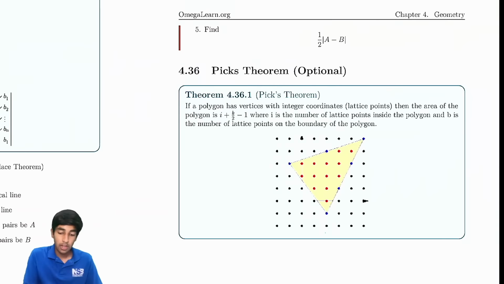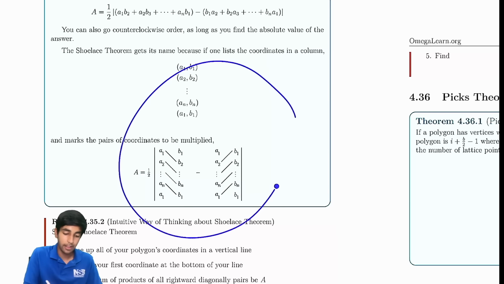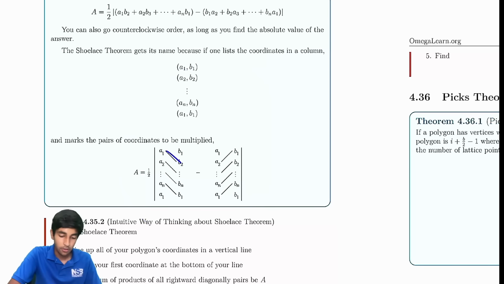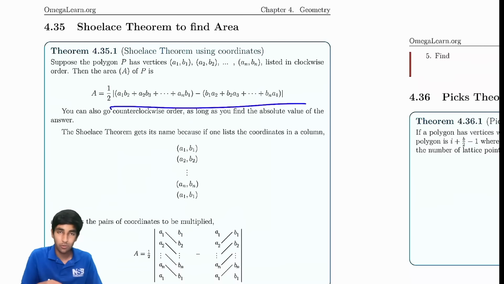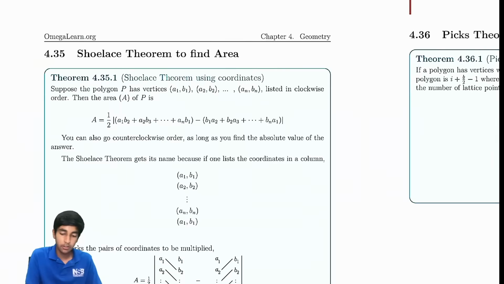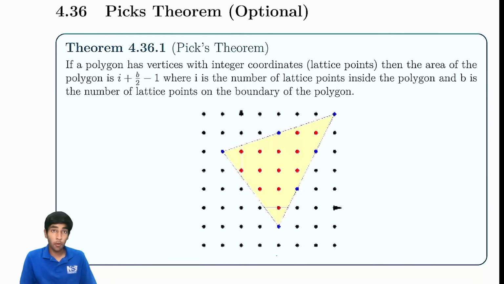Shoelace Theorem. And that's what this super complicated thing looks like, right? I explained it here. You multiply it like this and then like this. And you have this complicated way of writing it you don't need to worry about. Now, Pick's Theorem, which is optional, but we'll still go over it.